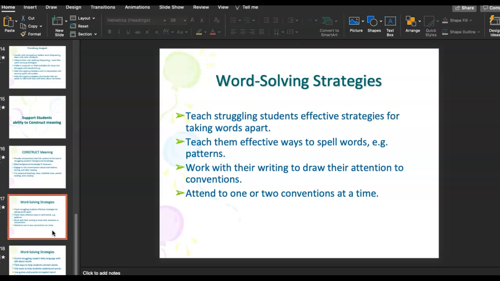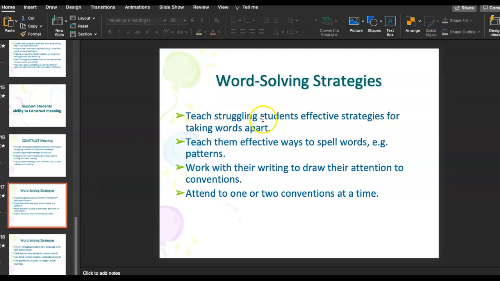Teach struggling students effective strategies for taking words apart. This is where word study comes in. Teach them how to look at patterns in words, not just to memorize how to spell the word correctly, but to look for patterns that will help them with other words like that. When you are working with their writing, you want to draw their attention to conventions, but only focus on one or two conventions at a time. And it's easier to do this if you use their actual writings rather than an example from a book.